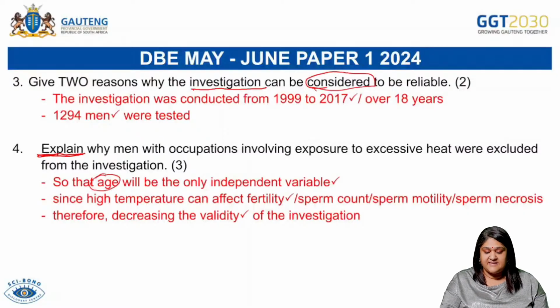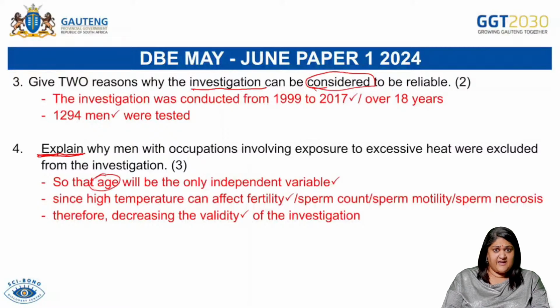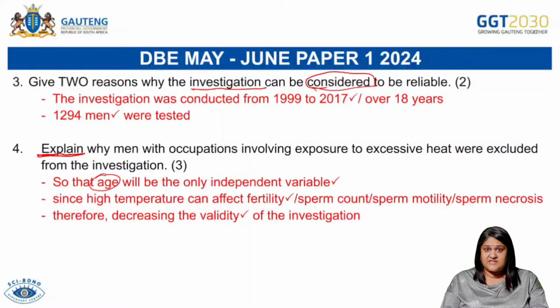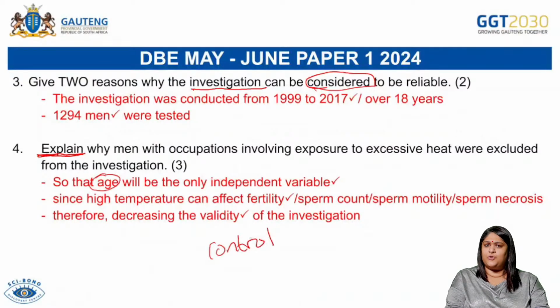Okay, therefore decreasing the validity. So if you add that variable of excessive heat, then we are going to be decreasing the validity. Why? We are going to be making it less fair, because now we don't know, did the infertility happen because of the age, or did it happen because of the exposure to the heat? So it's a tricky way of asking us to talk about control, né? The control of the experiment, or actually validity. A tricky way of asking us about validity and fairness.